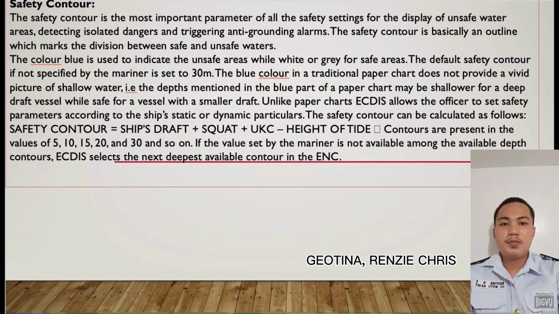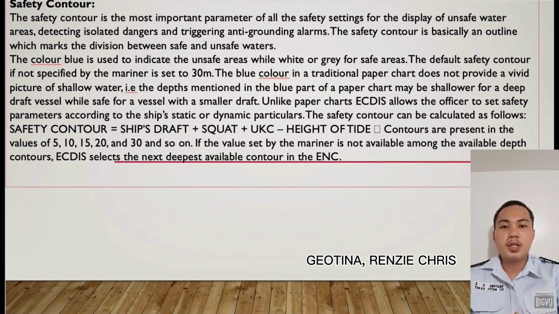Safety contour. The safety contour is the most important parameter of all the safety settings for the display of unsafe water areas. It detects isolated dangers and triggers anti-grounding alarms. The safety contour is basically an outline which marks the division between safe and unsafe waters. The color blue is used to indicate the unsafe areas, while white or gray is used for safe areas. The default safety contour, if not specified by the mariner, is set to 30 meters.